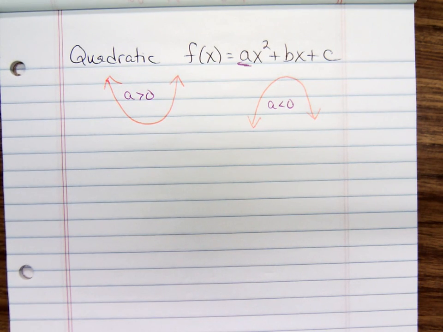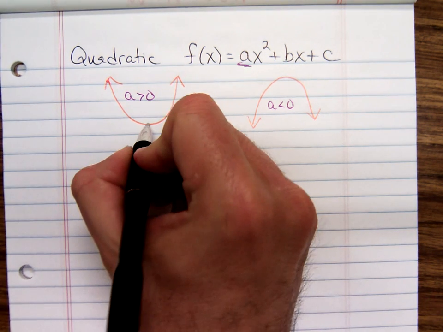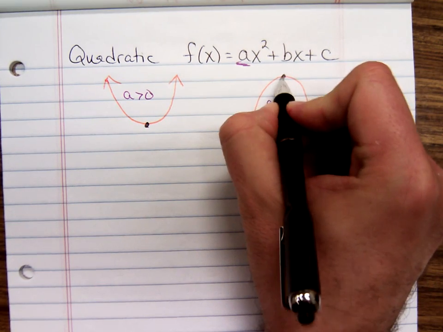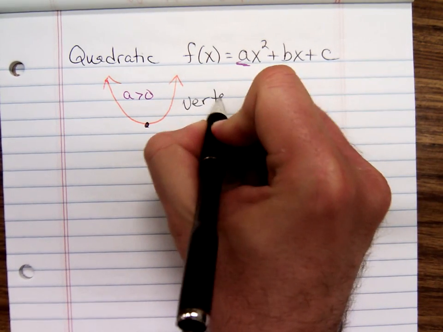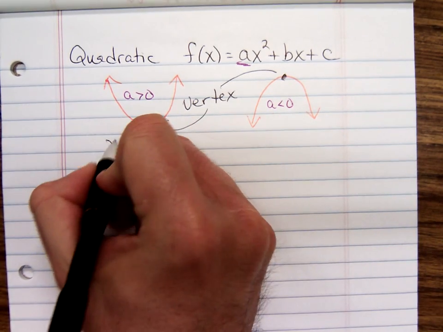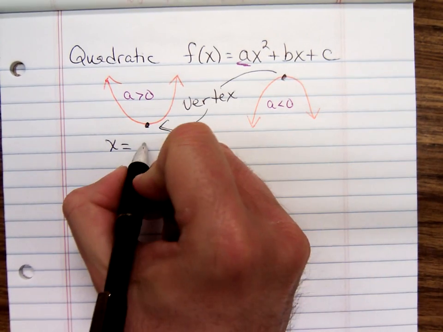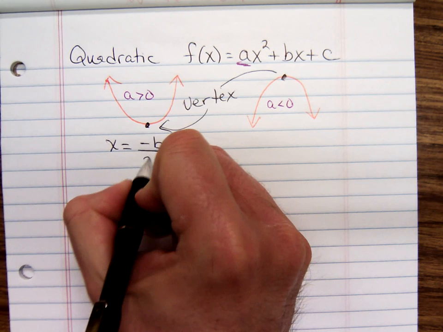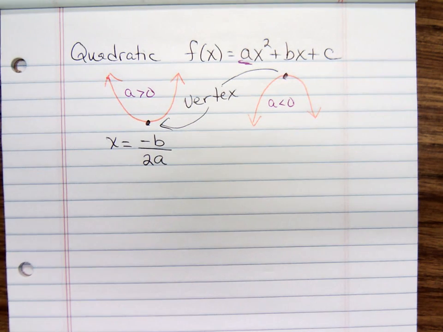And that turning point, the vertex, there's a little formula for the vertex. To calculate the x coordinate of the vertex, it's minus b over 2a.